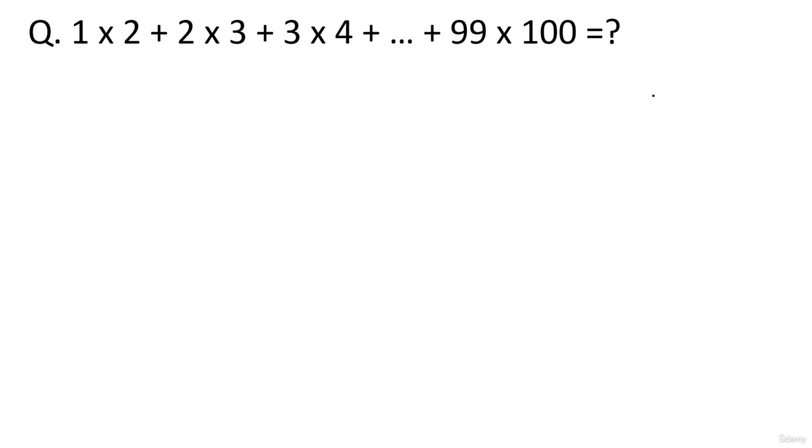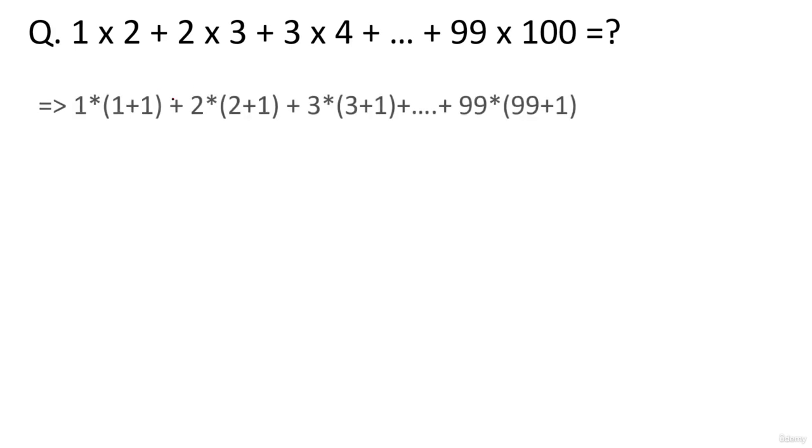Now, what we observe here is, guys, for all these terms, if it is 1, what is the next term? 1 plus 1. If the term is 2, what is the term beside it? 2 plus 1. If the term is 3, what is the term with it? 3 plus 1. Okay, this goes on continuing, right? And the last term here is 99 into 99 plus 1.